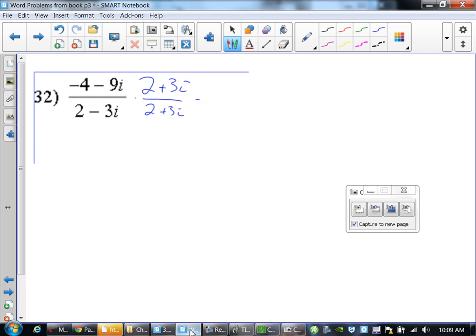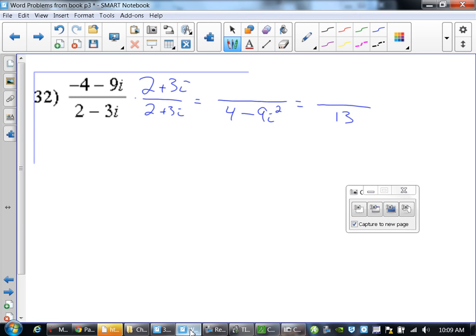So you FOIL that out. You will not have a middle term. So it's going to be 4 minus 9i squared, which equals what? 4 plus 9, which is 13. Very good. So the bottom's done. That's easy.